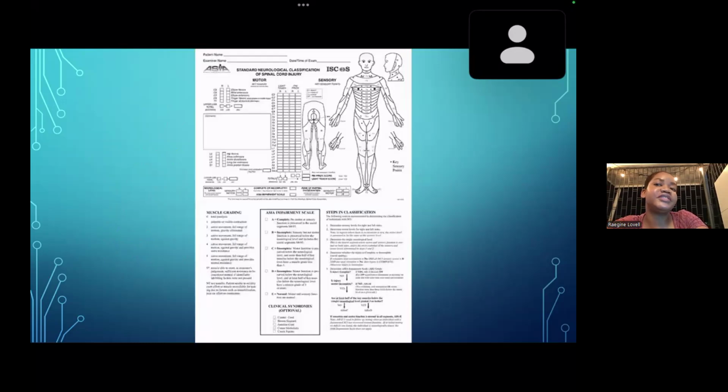And this is just a copy of the printout that is utilized to do the ASIA scoring in an efficient manner.